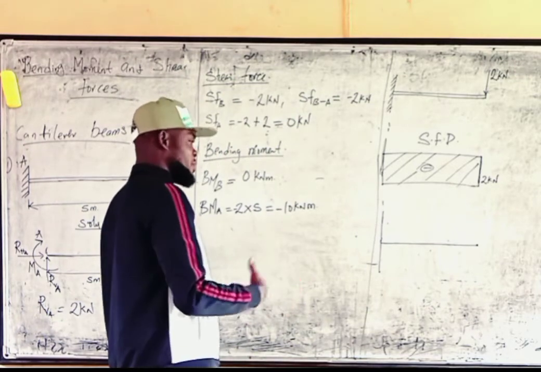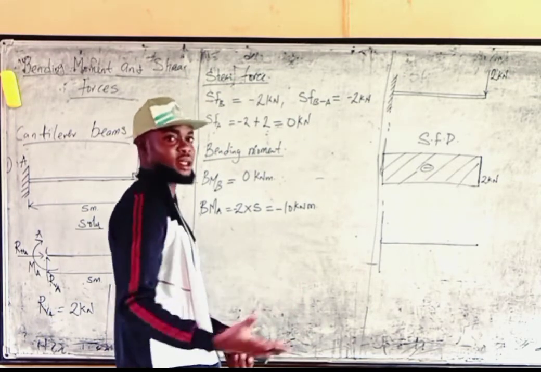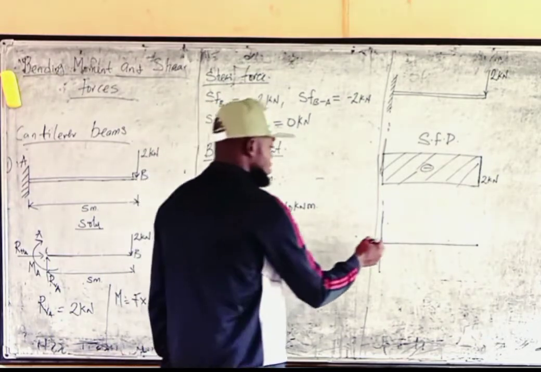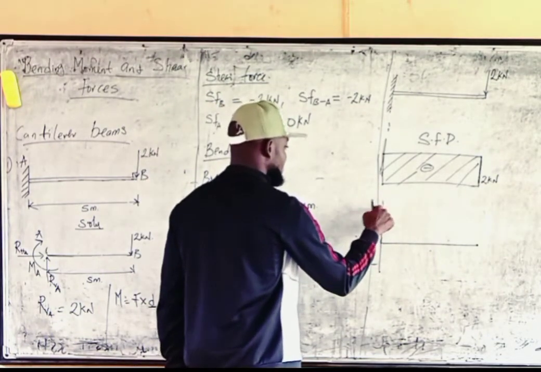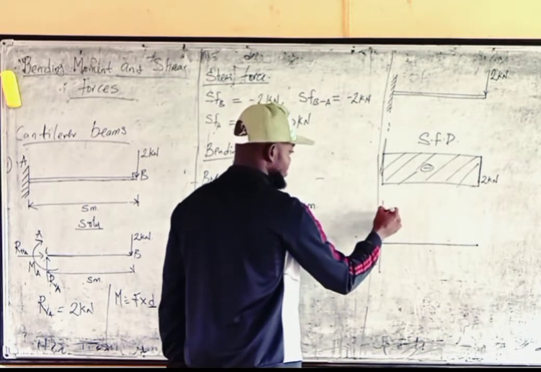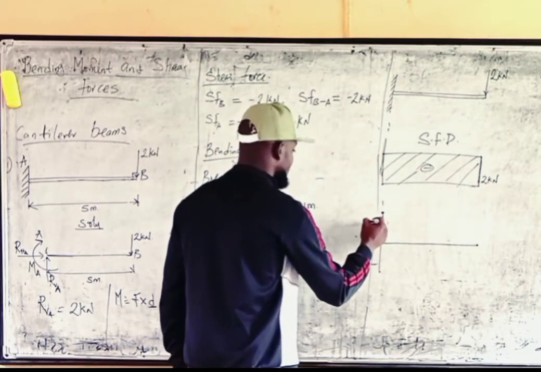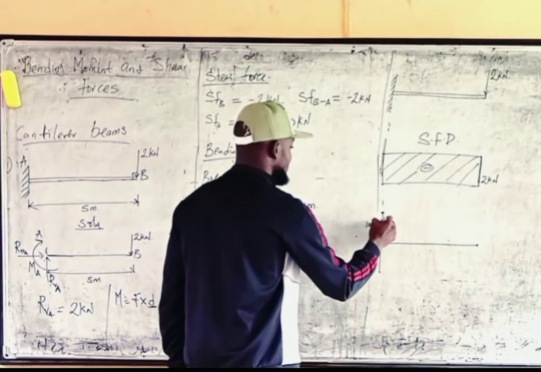But maybe if you draw it downward, you say, okay, I'm drawing it on this side or on the other side. So let's measure 10 to the upper side, from here to here. Just mark it. It will be 10 kilonewton meters.